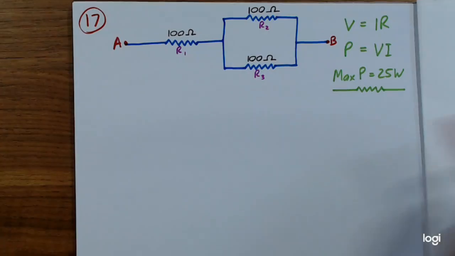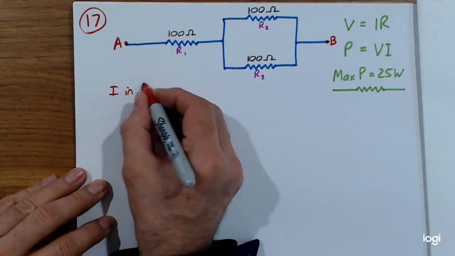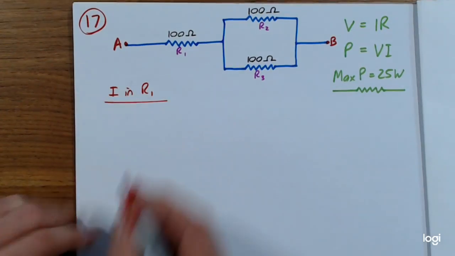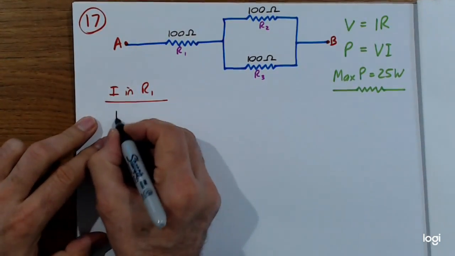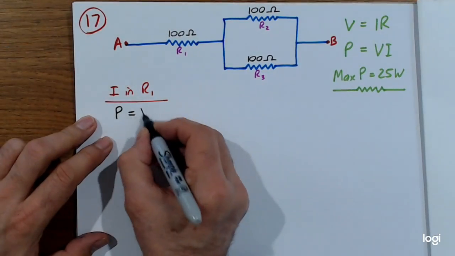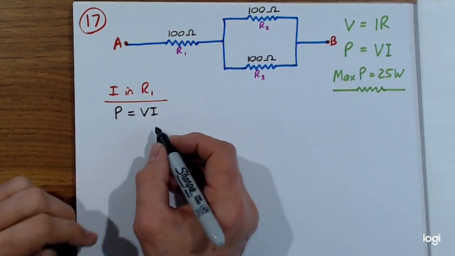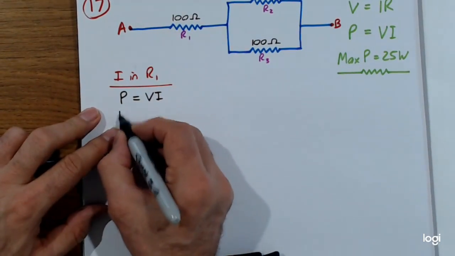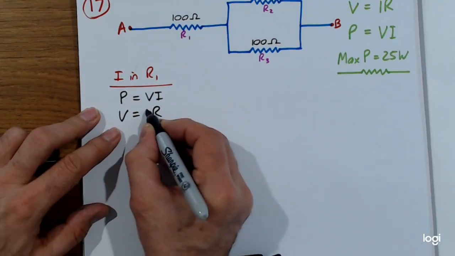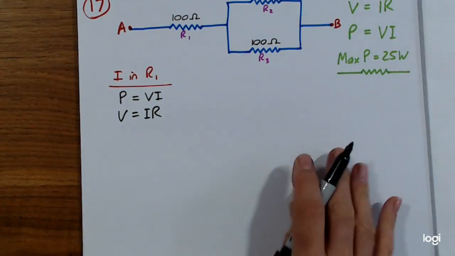So I'm going to tell myself what I'm doing. I'm going to find the current in R1, that one. Okay. So P equals VI. And this is the hard part, right? Because you're going to use both of these and you end up doing simultaneous equations. So look forward to the maths here.